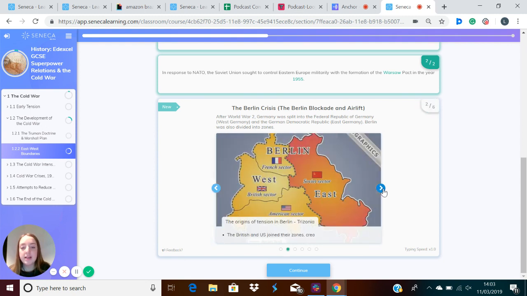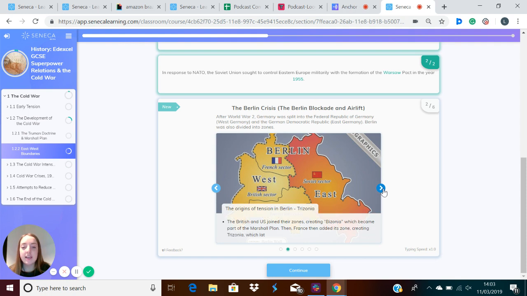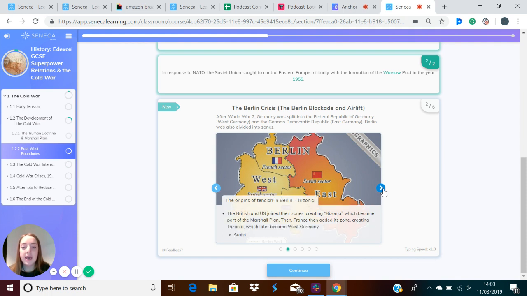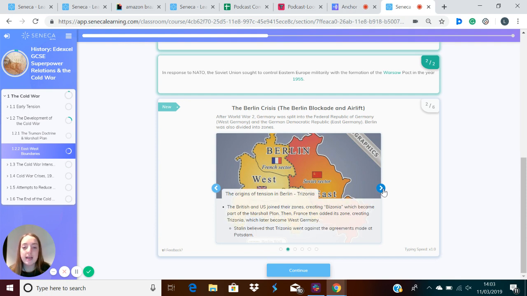The British and US joined their zones, creating Bizonia, which became part of the Marshall Plan. Then France added its zone, creating Trizonia, which later became West Germany. Stalin believed that Trizonia went against the agreements made at Potsdam.